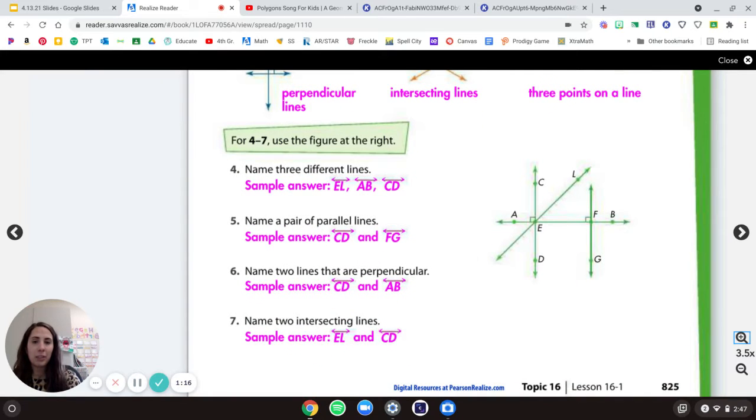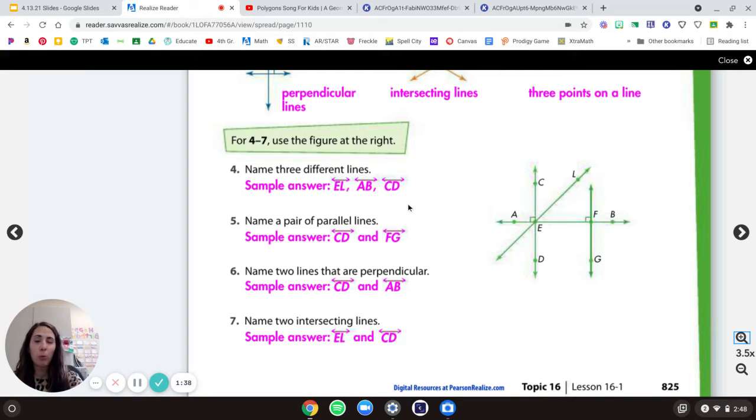Then you had to do number 4. Name any line. You had to name 3 of them. So you could have done EL or LE like they did. AB or BA. You could have done CD or DC. You might have also done FG or GF.